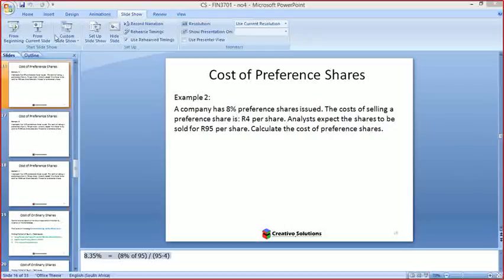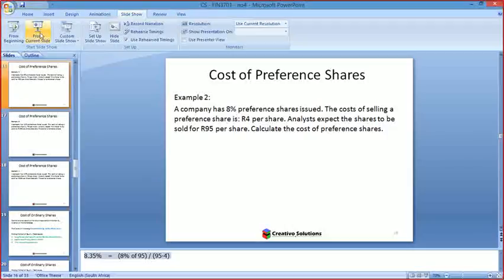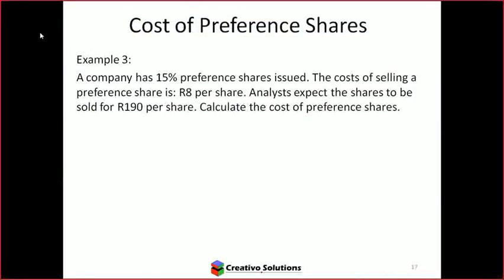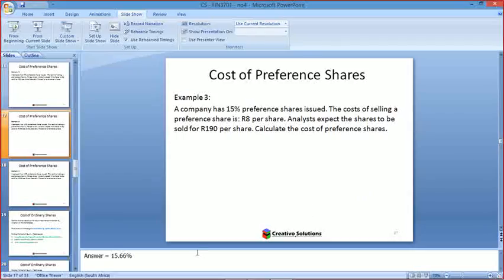Okay, good. Next one, guys. Do the next one. 3. Did you get the same thing, Carl? Hold on, I'm just checking something here. 0.1565, so 15.65. Okay, 15.65, yeah, or 66, depending on how you round off. Good. Okay, last example, next one, number 4.